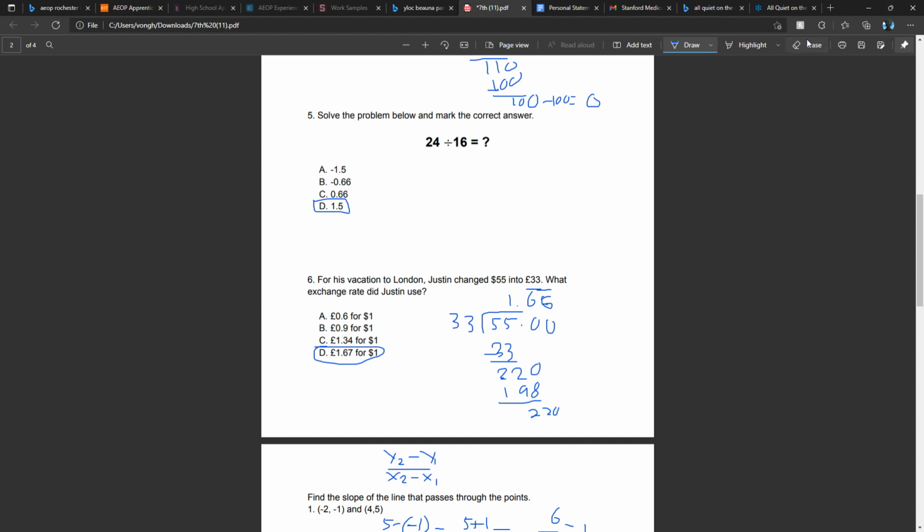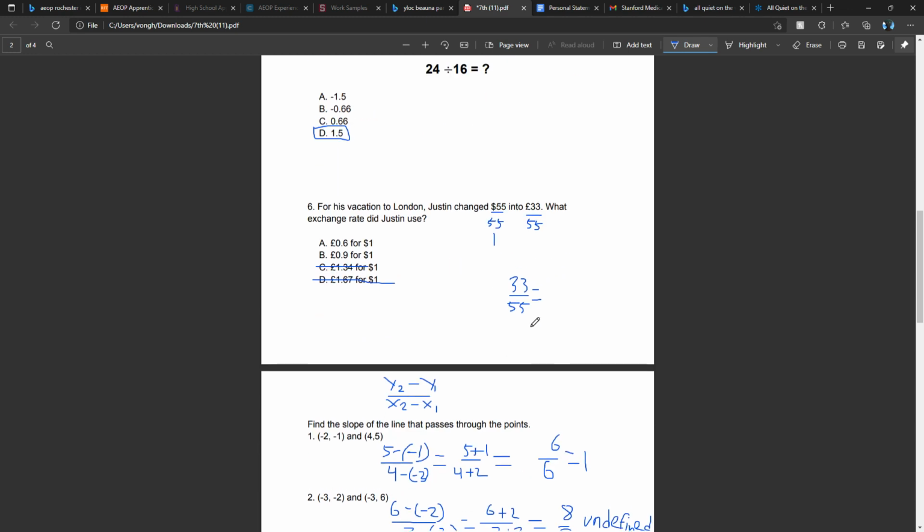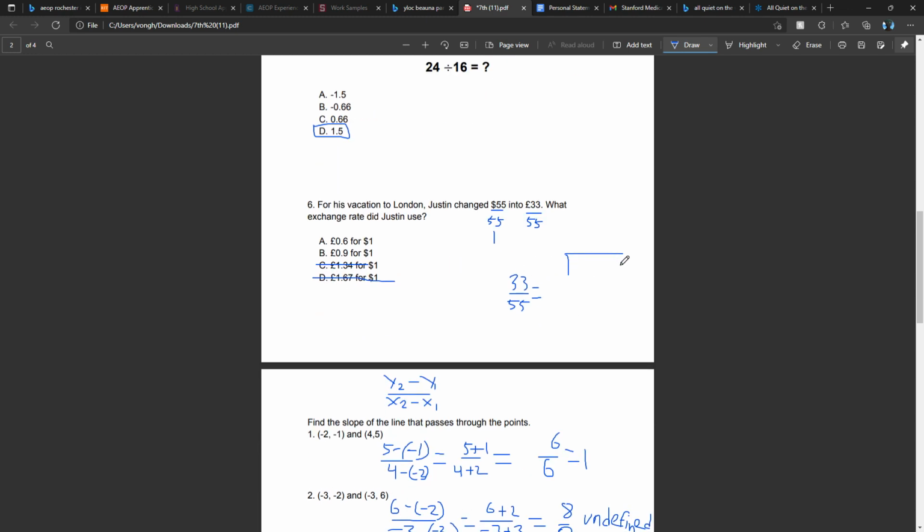Oh, sorry. This is actually the wrong work. What you have to do is divide, because here we want to get this to $1, so we divide by 55, so we get 1 USD, and we divide the euros by 55, so we get 33 over 55. Now we want to find the exact one. First we can cross out C and D because 33 over 55 is not a whole number. And when we divide it, let's see.